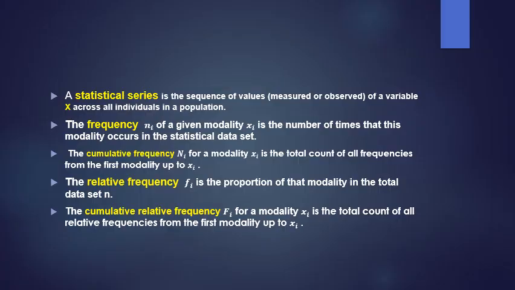A statistical series is the set of observed values of a variable across all individuals in a population. From this, we define key concepts. Frequency is the number of times a value appears in the data set. Cumulative frequency is the running total of frequencies. Relative frequency represents the proportion of each value in the data set, and the cumulative relative frequency is the running total of relative frequencies.